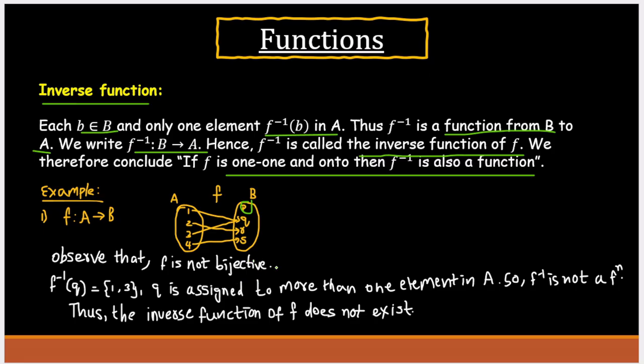So this is not a bijective function. Then we cannot find or we cannot write f inverse. There is no possibility for an inverse function. So f inverse of Q is equal to {1, 3}. Q is assigned to more than one element in A. So f inverse is not a function. Thus the inverse function of f does not exist.